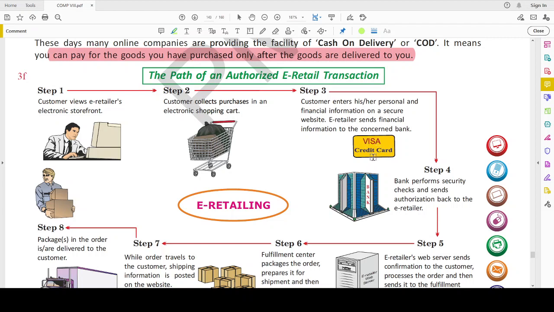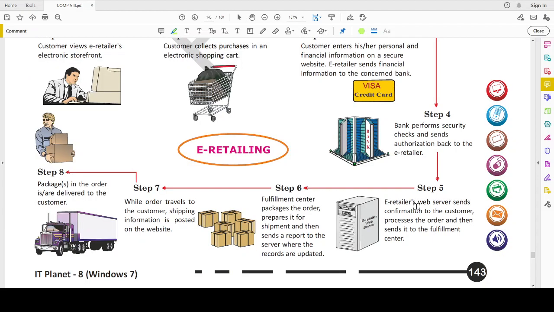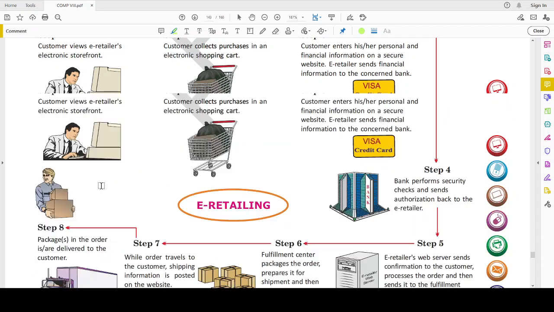The bank identifies that this is my customer and he is holding an account with me, and authorizes the payment to the e-retailer. The e-retailer, getting the payment, sends the order to the fulfillment center for packaging, and from the fulfillment center it is shipped to your doorstep. So that is the whole purchase.